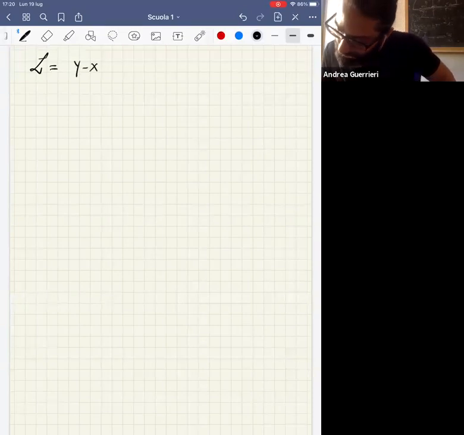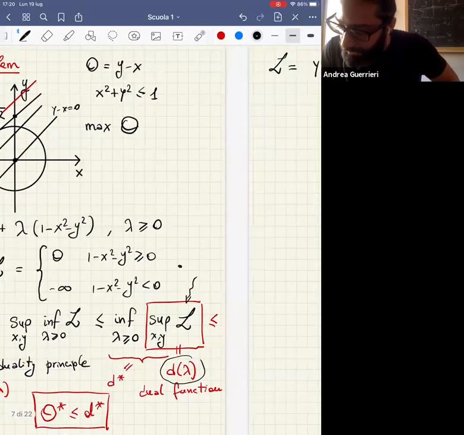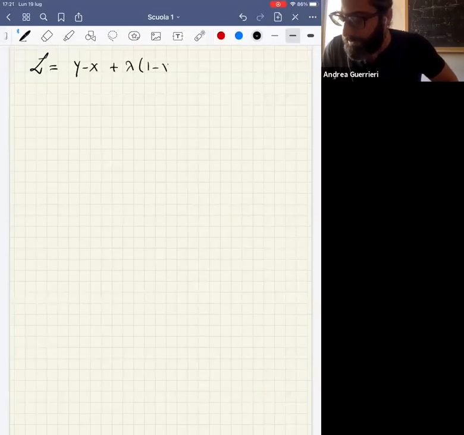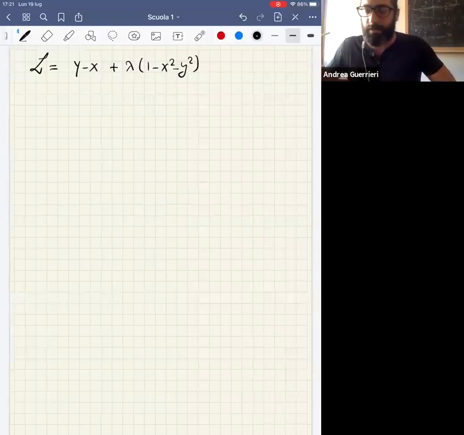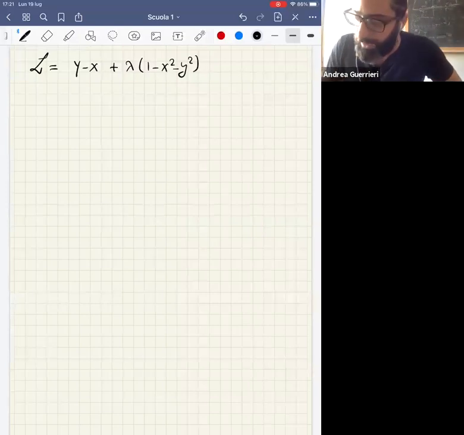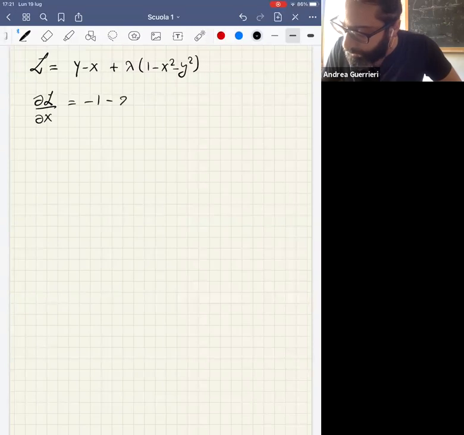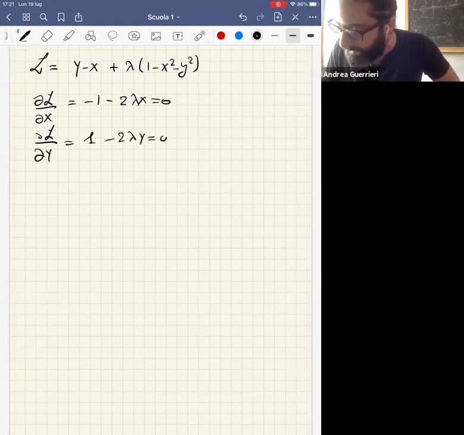It is 1 minus x plus lambda times (1 minus x squared minus y squared). And we can do the algebra together now, right? We can find the sup of the Lagrangian. So we take the derivative, get -1 minus 2 lambda x equal to 0, and then we take the other derivative, which will be 1 minus 2 lambda y equals 0.